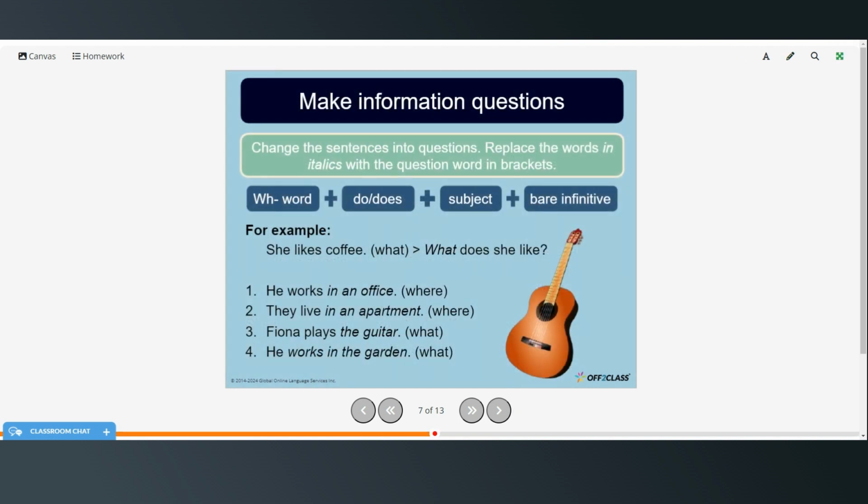All right, so we're going to change the sentences into questions. Replace the words in italics with the question word in the brackets. So she likes coffee. Okay, so we're going to ask, what does she like? She likes coffee. What does she like? So try these on your own and then restart the video when you're ready to see the answers.